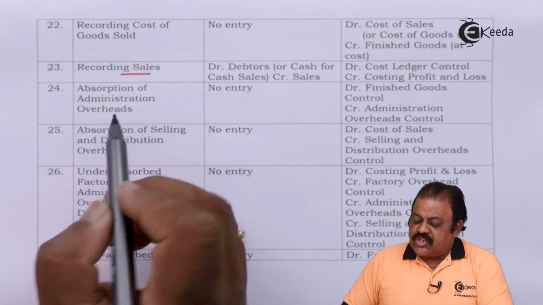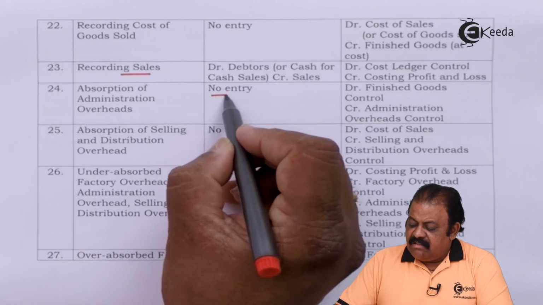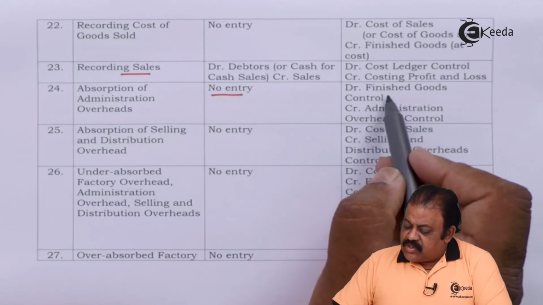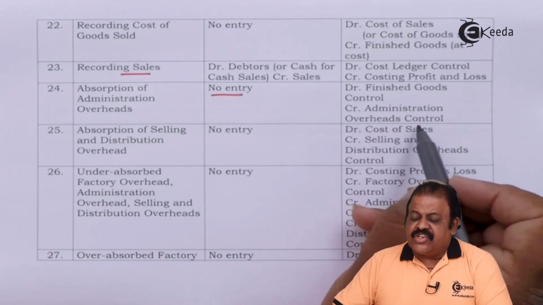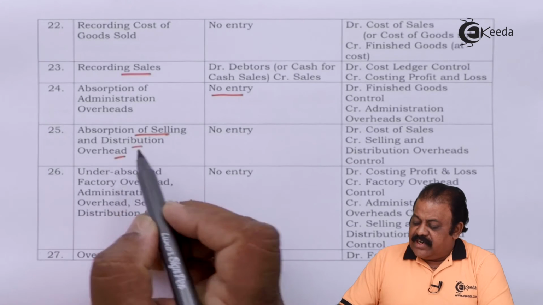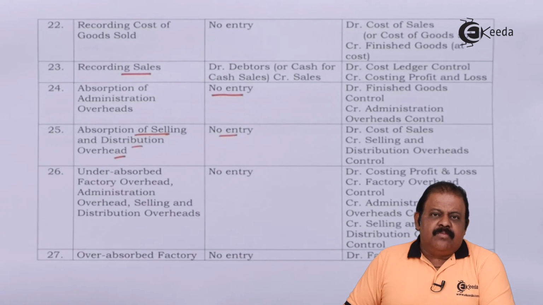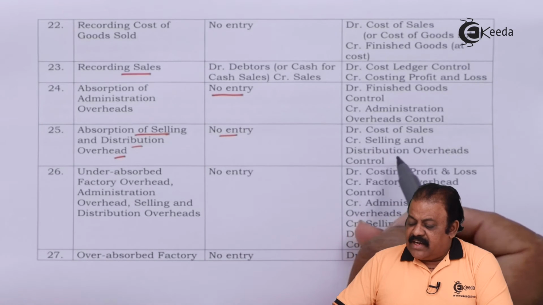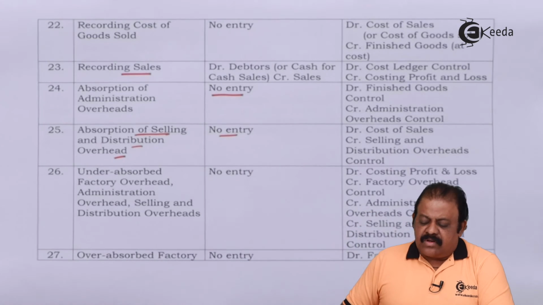Absorption of administration overheads, no entry is required in financial book. In cost book, finished goods control account debit to administration overheads control account. Absorption of selling and distribution overheads, no entry is required in financial book. In cost book, cost of sales account debit to selling and distribution overheads control account.